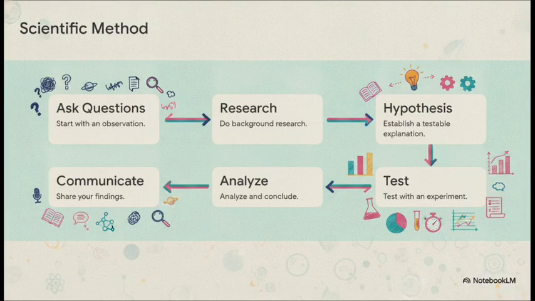Let's just concisely run through these core phases. First, you ask questions based on something you observed, like, why did that happen? Next, you do background research, so you aren't just starting from scratch. Step 3 is absolutely crucial. Establish a hypothesis. This is basically your tentative, logical explanation, but the key is that it absolutely must be testable. Then you head into the lab or the field to actually test the hypothesis with a fair experiment. After that, you analyze the results and draw a conclusion. And finally, and this is vital, you communicate results so other people can verify your work.